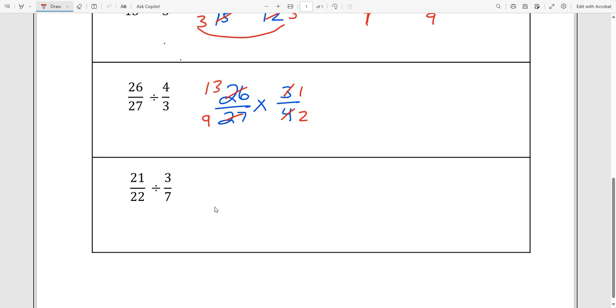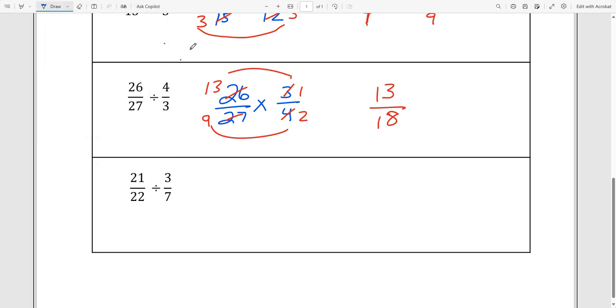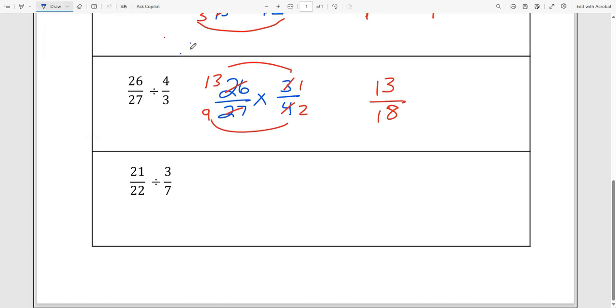And now we'll just simply multiply. 13 times 1 is 13, and 2 times 9 is 18. And we have 13/18. All right, on our way. And let's do this last one. I'll change it back to blue, which is my favorite color, by the way. And so now we have 21 over 22.